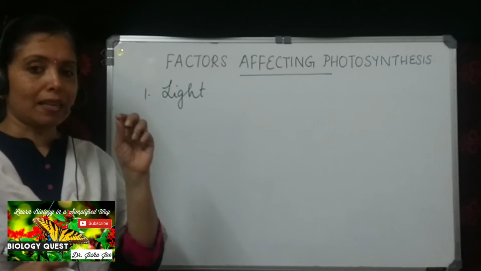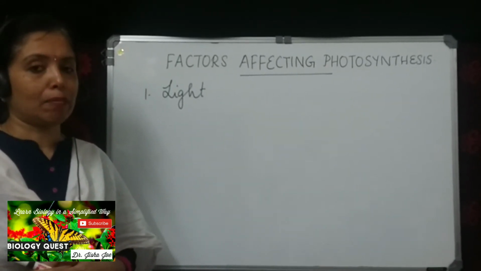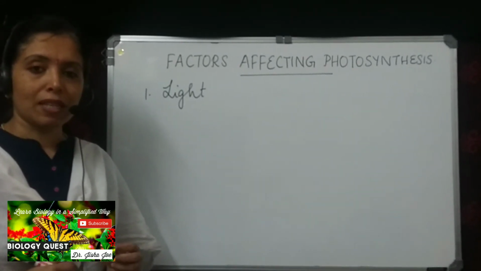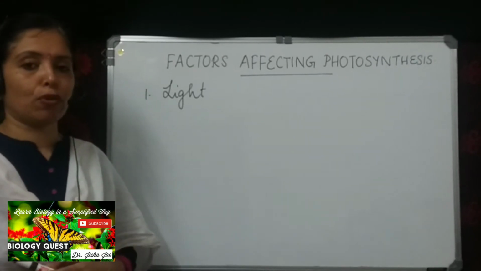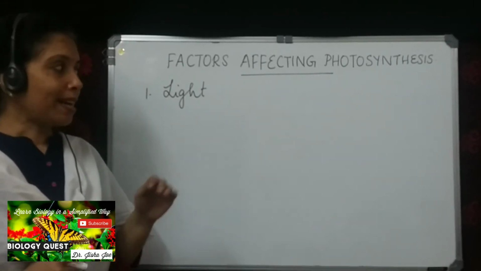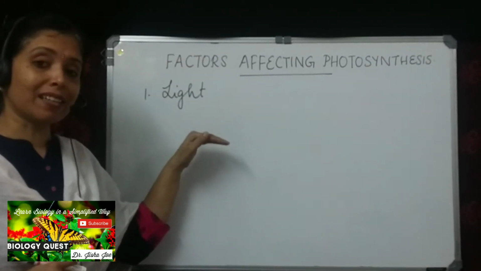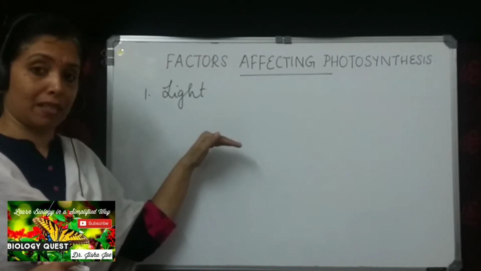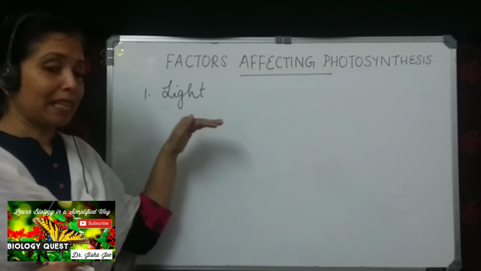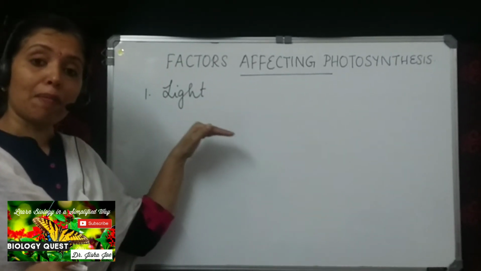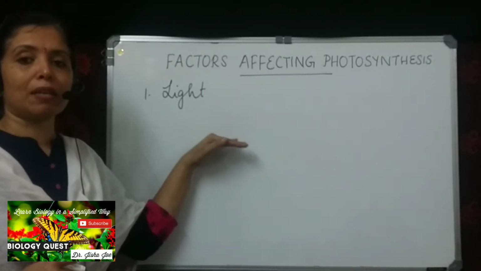We know there is carbon dioxide in the atmosphere. This carbon dioxide is raw material for photosynthesis. So as light intensity increases, the rate of photosynthesis will increase only to a certain limit. What is this limit? When the carbon dioxide concentration becomes limiting.